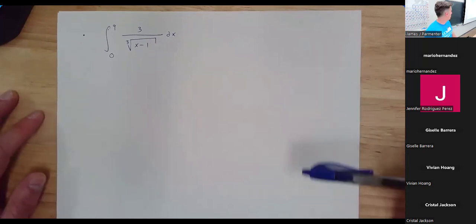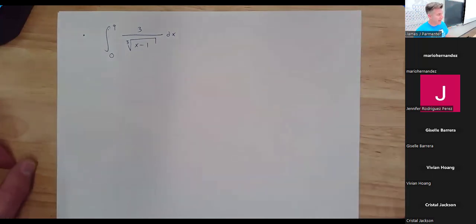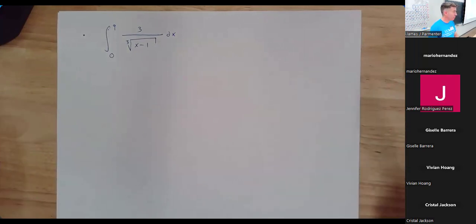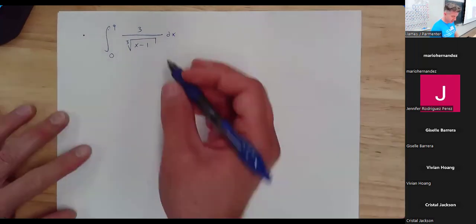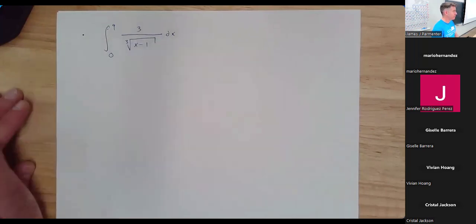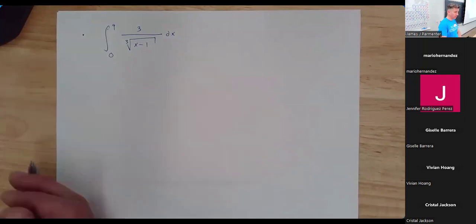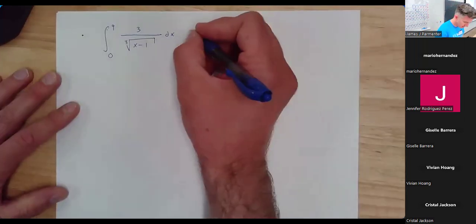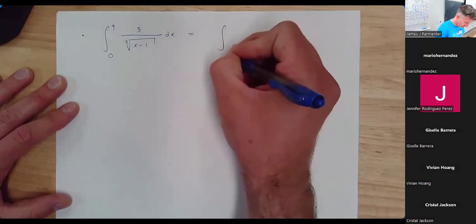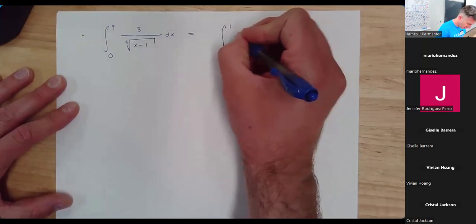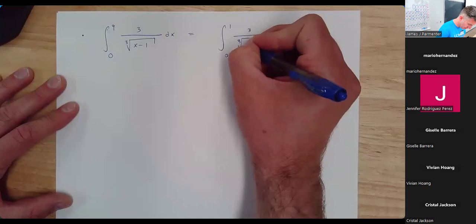So this is a problem where you might accidentally miss the fact that it's improper, but it is improper. Where is this function that we're integrating undefined? X equals one. So we have to break it up at the place where it's undefined if it's not one of the endpoints already. So first step, write this as the integral from 0 to 1 of 3 over the cube root of x minus one.